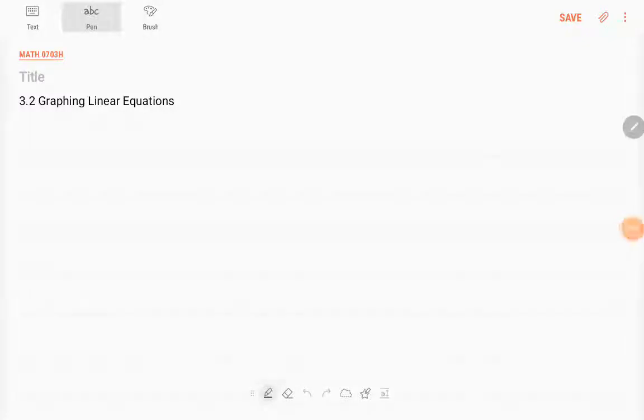Okay, next section in this week is 3.2. This section is about how to graph linear equations. First we should know what a linear equation is. So we can list this one. It is a linear equation.